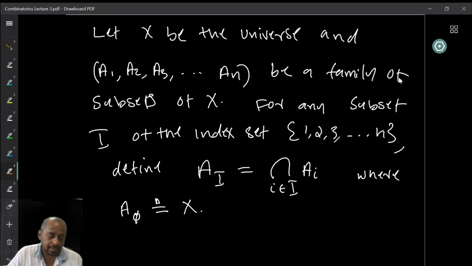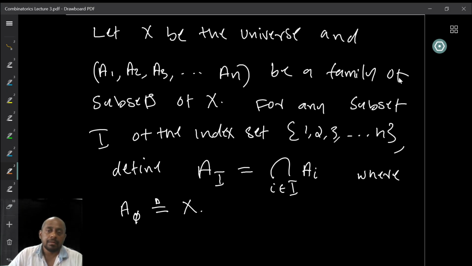So for this we need the following conventions. Let X be the universe. The universe means the set where all the elements that we are going to talk about in the other sets are going to come from, right? So everything is appearing in the set X. Let A1, A2, etc., An be a family of subsets of X.